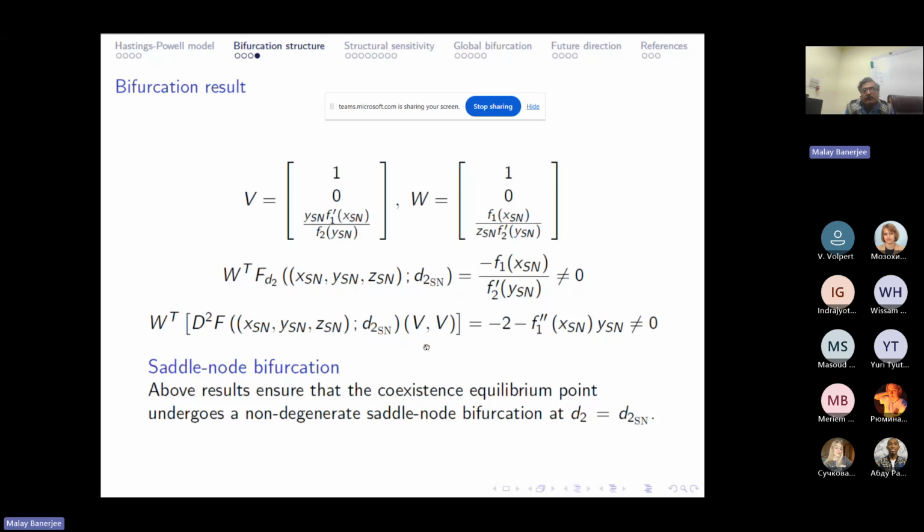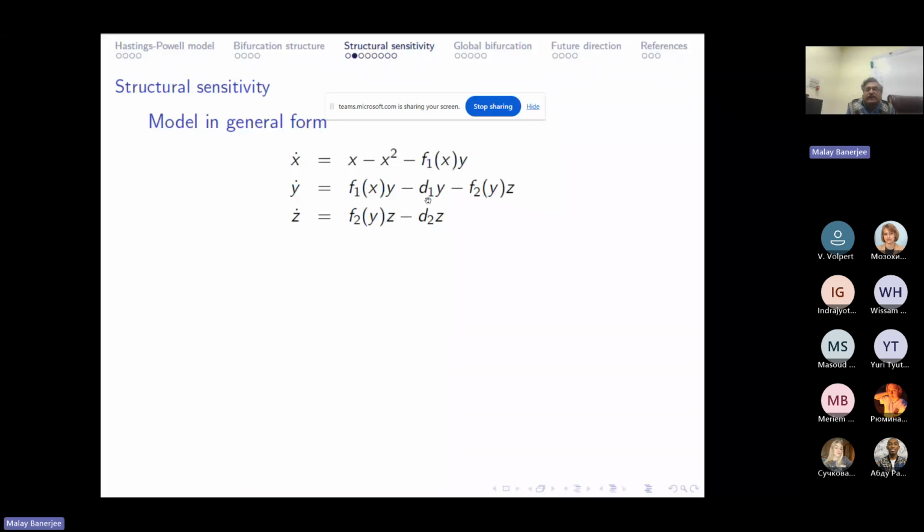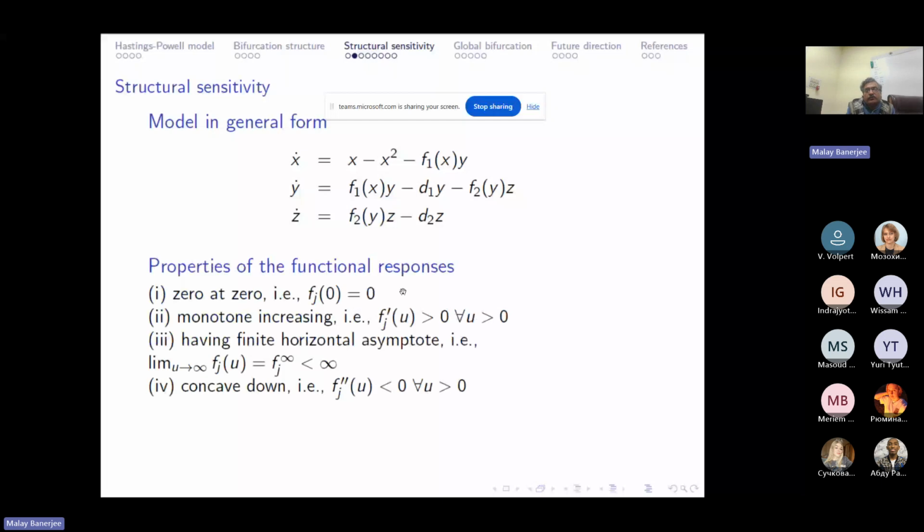Now we come to the most interesting part, that is structural sensitivity. So what is structural sensitivity? Just holding the type 2 parameterization, we wish to mention what conditions are required to be satisfied by these functional responses. Those conditions are given by this list.